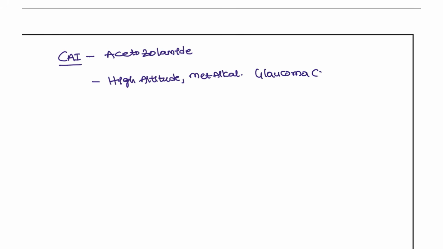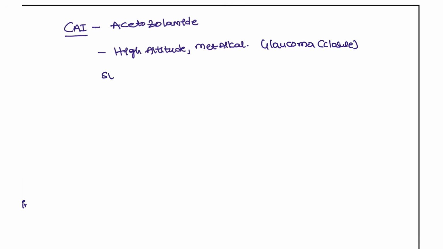Let's understand one by one. Carbonic anhydrase inhibitors block the conversion by the enzyme carbonic anhydrase. The drug that we use in this patient is acetazolamide. Acetazolamide is the common drug we use. What are the indications for acetazolamide? High altitude, so this can be used for patients at high altitude, and whoever is suffering from metabolic alkalosis or respiratory alkalosis, we can use this drug. And also glaucoma conditions, especially closed angle glaucoma patients, we can use this one.